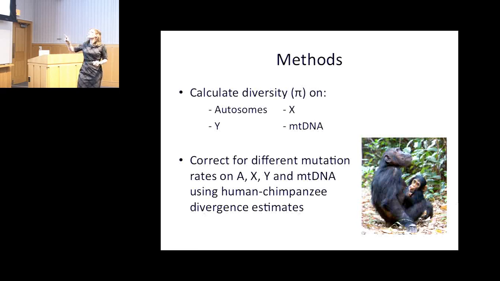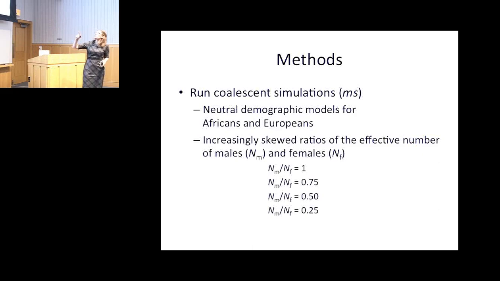It would be nice to be able to use human-macaque. When I first started the study, the macaque Y chromosome wasn't available. It became available after we had submitted, and I did try to look at it, but the Y chromosomes are so divergent that very little of the non-coding, non-repetitive DNA aligns between human and macaque. So we ran coalescent simulations. I looked at neutral demographic models for Africans and Europeans and increasingly skewed ratios of the number of males and the number of females that are contributing to the next generation.